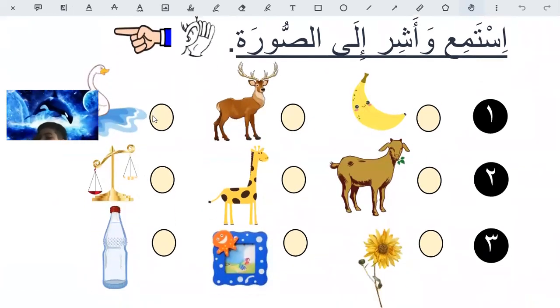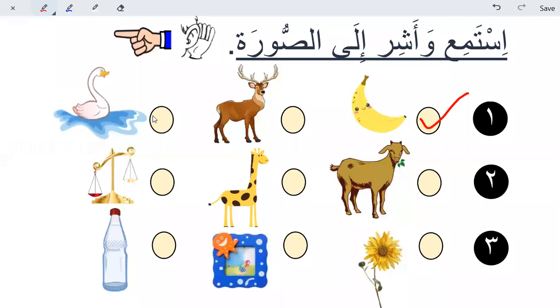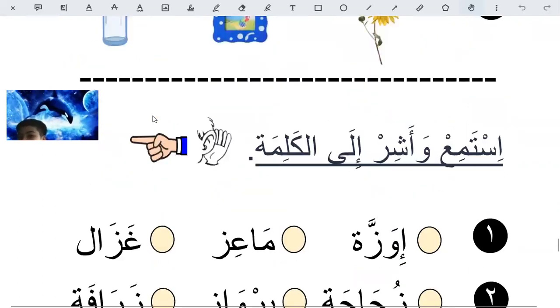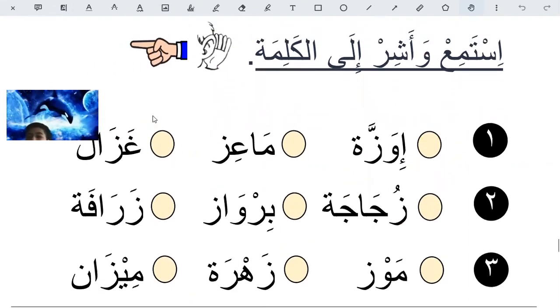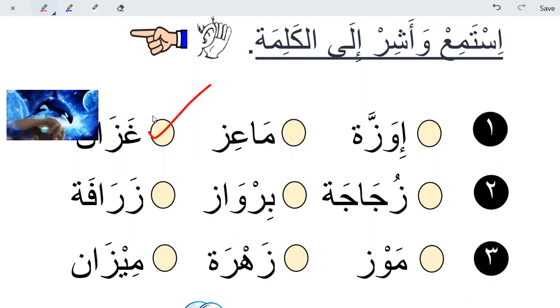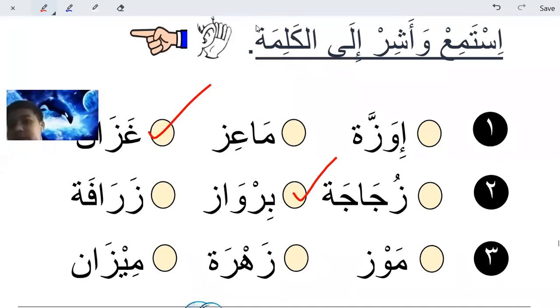Next we have Istami wa ashir ila surah. Listen and point to the picture. Mouse. The first one, banana. Ma is. Probably the goat. Good. Zujaja. Bottle. Good. Istami wa shili lil kalima. Listen and point to the word. Ghazil, the third one. Frame. Bir was good. Flower. Probably the second one. Zahra. Okay.